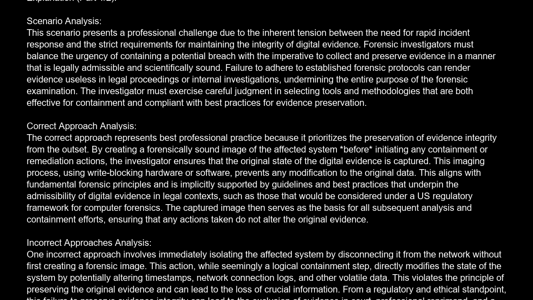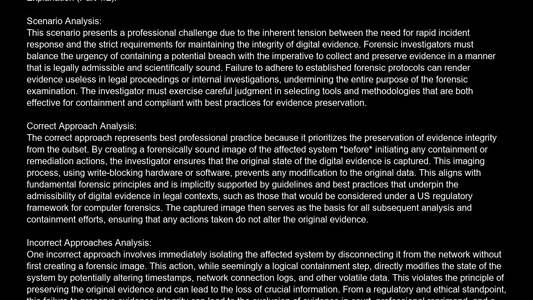Explanation. Scenario analysis. This scenario presents a professional challenge due to the inherent tension between the need for rapid incident response and the strict requirements for maintaining the integrity of digital evidence. Forensic investigators must balance the urgency of containing a potential breach with the imperative to collect and preserve evidence in a manner that is legally admissible and scientifically sound. Failure to adhere to established forensic protocols can render evidence useless in legal proceedings or internal investigations, undermining the entire purpose of the forensic examination.